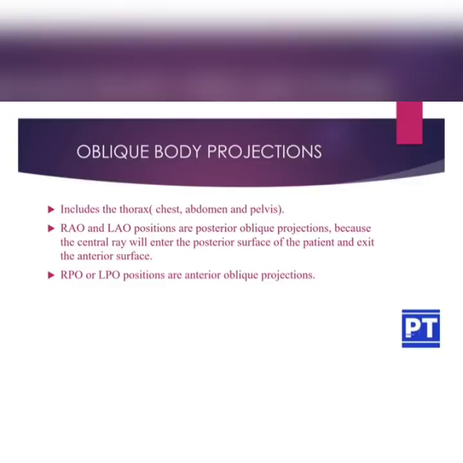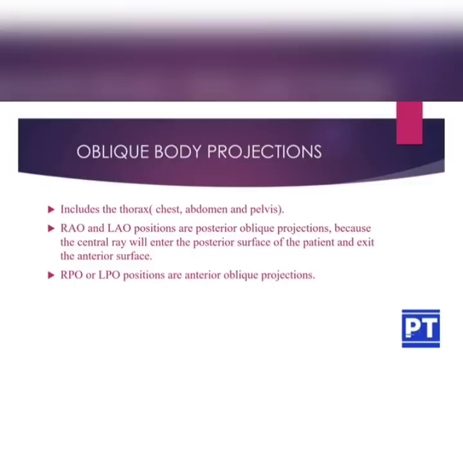Okay, that means in here, before we have discussed, simply we say right anterior oblique or left anterior oblique. We can say from that term that the anterior aspect of the patient is in contact with the image receptor and the ray is entering through the patient's posterior aspect. In the case of right posterior oblique or left posterior oblique positions, or anterior oblique projections, since the ray is entering through the anterior aspect, it is defined in some other way.